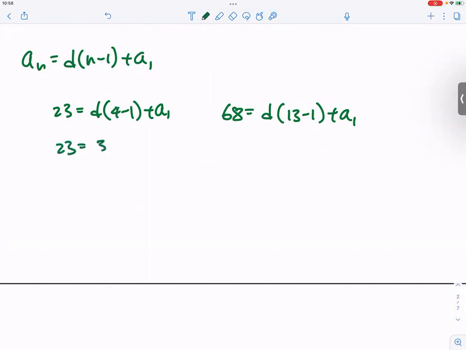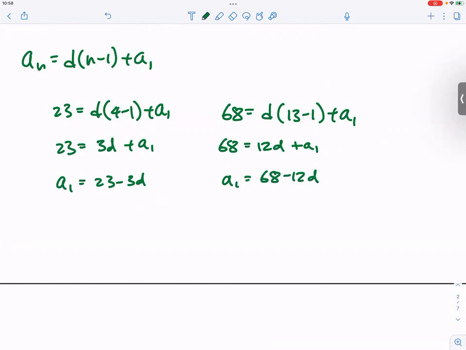So 23 is equal to 3D plus A1. And then you have 68 equals 12D plus A1. For me, I think it's a lot easier to solve for A1. So we say A1 is equal to 23 minus 3D, and A1 is equal to 68 minus 12D. And then we set them equal to each other. So we have 23 minus 3D equal to 68 minus 12D. So 9D will equal 45, which is something that we saw earlier. So D is equal to 5, lovely.